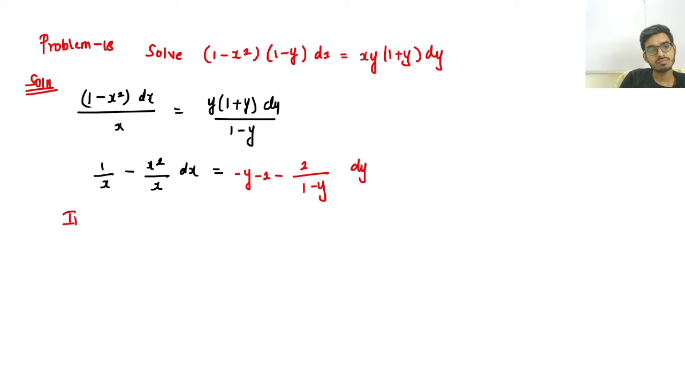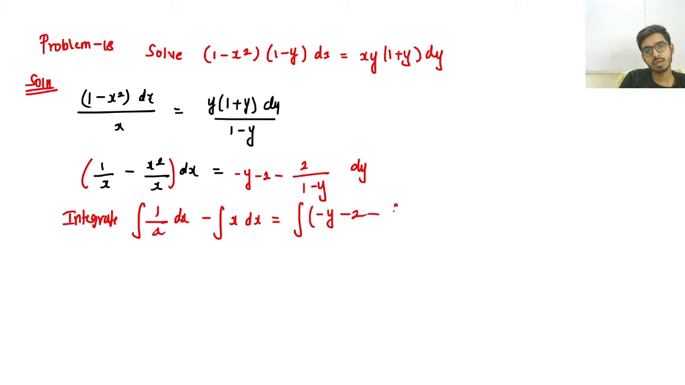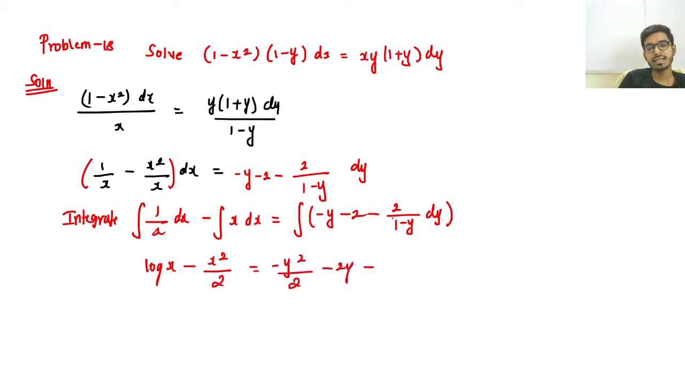Now integrate on both sides. So this will be integral 1 by x dx, and this will be equal to, 1 by x will get cancelled, so we have x dx is equal to integral minus y minus 2 divided by 1 minus y dy, right? This will be log x, and this will be x square by 2, and this will be equal to minus y square by 2 minus 2y minus, so I'll keep this 2 as constant. So integration of 1 by 1 minus y is log of 1 minus y, right? This is the required solution.